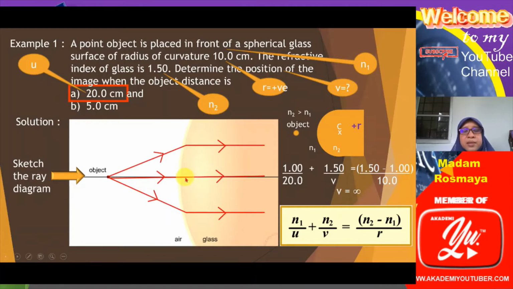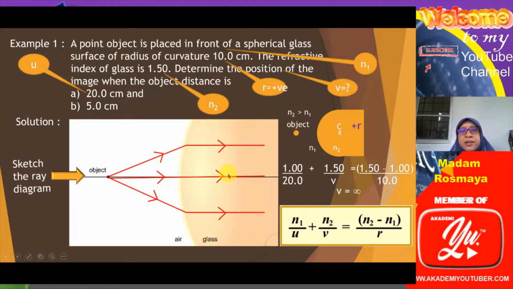The first path follows the principal axis, so it does not bend. The second path, at another point, will be refracted towards the normal. So when you draw V infinity, what is meant by V infinity?